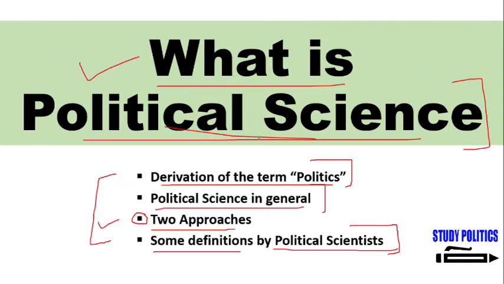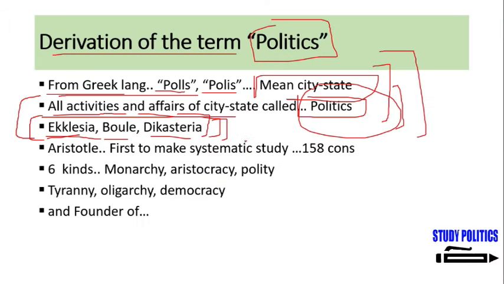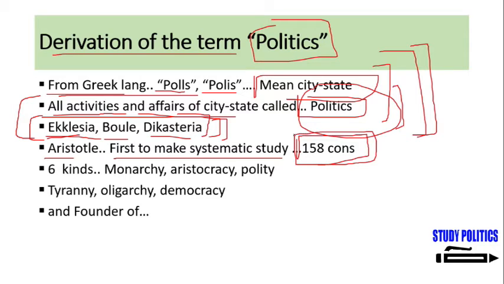But what about science? Since we have political science, we have seen the origin of political or politics. Now what about science? We all know that Aristotle at his time was the first to make a systematic study of 158 constitutions. As I told you earlier, in ancient Greece there used to be a lot of Greek city-states, and according to one estimate, there were at least 1000 Greek city-states. But Aristotle at his time collected the constitutions of 158 city-states and he analyzed them systematically.